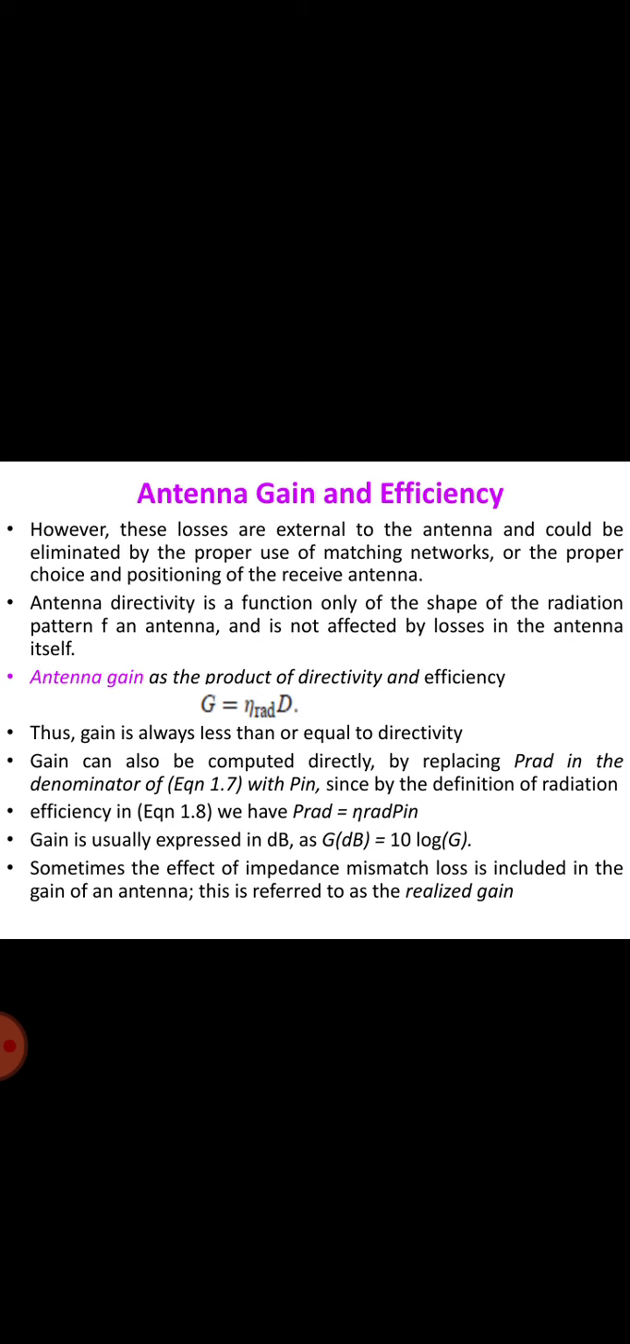Gain can also be computed directly by replacing P rad in the denominator with P in, since by the definition of radiation efficiency, we have P rad is equal to eta rad into P in. Gain is usually expressed in dB. Sometimes the effect of impedance mismatch loss is included in the gain of the antenna, and this is referred to as the realized gain.